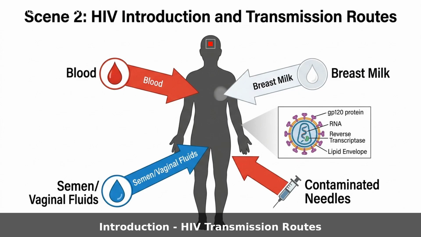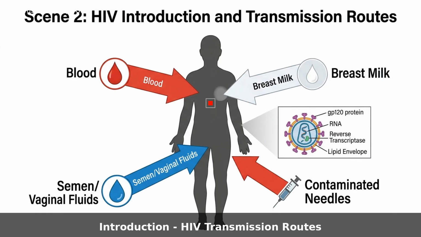Let's begin. Human immunodeficiency virus, or HIV, is a virus that attacks the body's immune system, specifically CD4 T helper lymphocytes, also known as CD4 cells. Unlike many viruses that cause short-term illness, HIV establishes a lifelong infection by inserting its genetic material into human cells. Without treatment, HIV gradually weakens the immune system, increasing the risk of life-threatening infections and certain cancers.